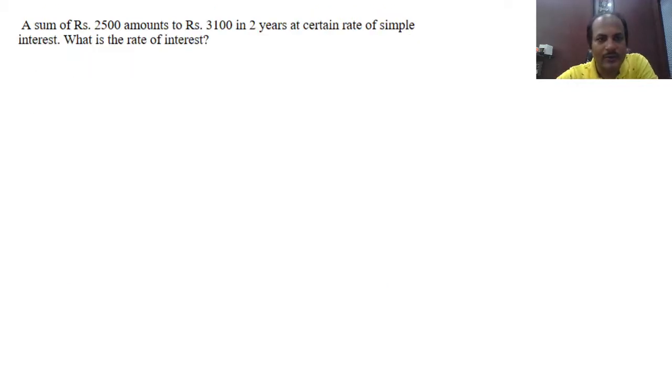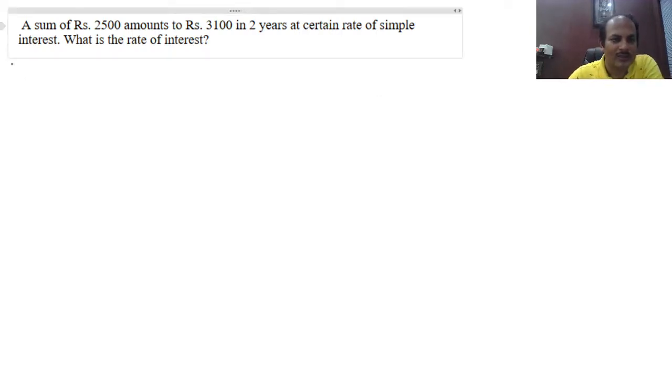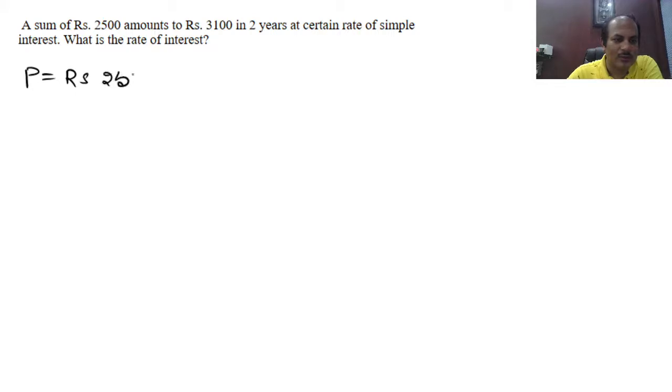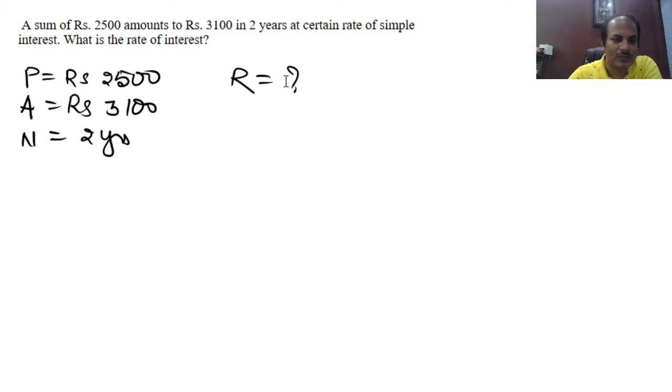Okay, let's go to the next question. A sum of rupees 2500 amounts to rupees 3100 in 2 years at a certain rate of simple interest. What is the rate of interest? Principal is given, that is principal is rupees 2500. Amount is equal to rupees 3100 in 2 years, that is number of years is equal to 2. What is being asked? At a certain rate of simple interest. So rate of interest is equal to what?